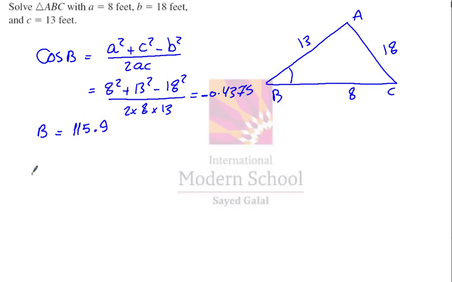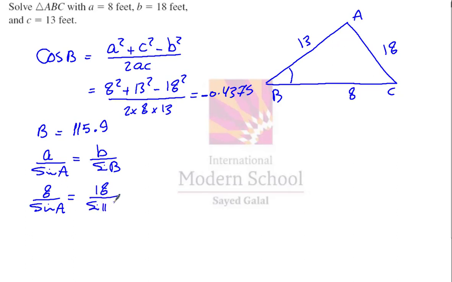Then use the sine law to find the missing elements. A over sine A equals B over sine B. Then 8 over sine A equals 18 over sine 115.9. Then sine A equals 0.3998. Then the measure of angle A equals 23.6.